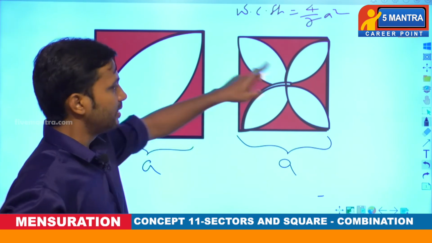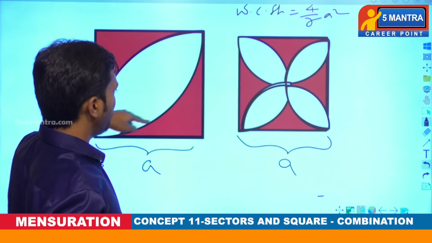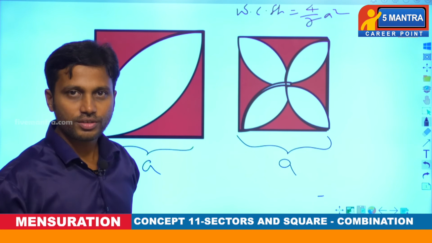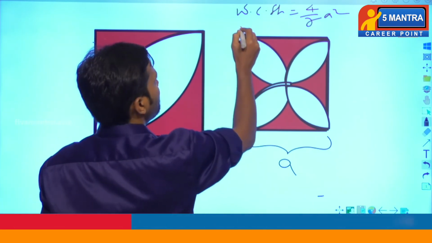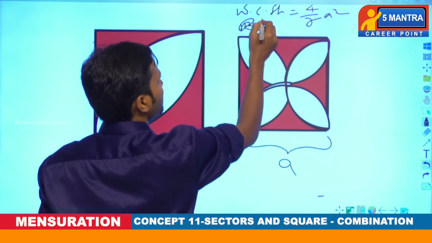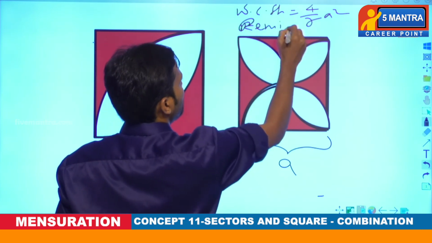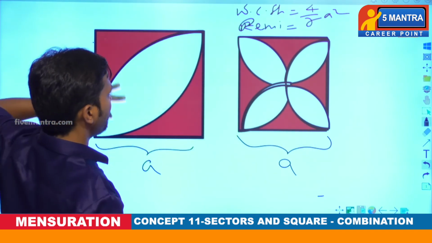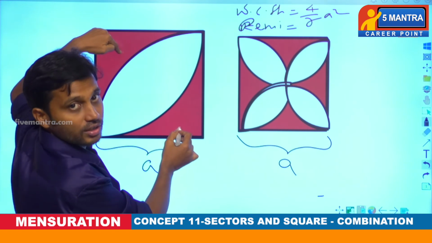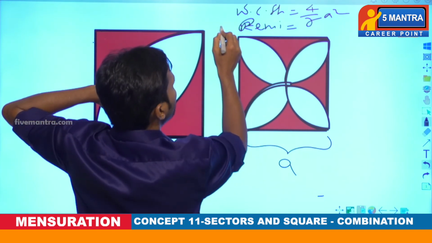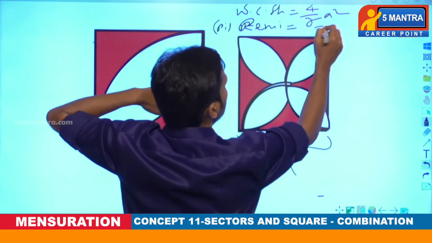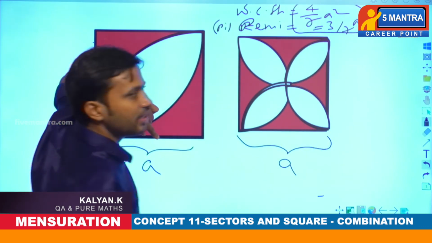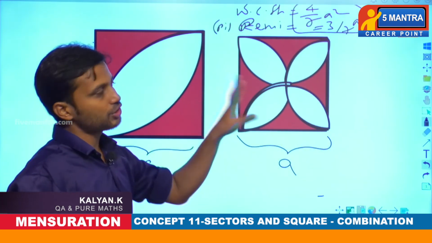This pink colored shade: if you subtract this leaf from this entire square, then we get the pink color shade. So the remaining region would be how much? A square minus 4 by 7 A square. A square is the entire square area, 4 by 7 A square is this area, then the pink color region is the remaining region. Here in this case, the pink would be how much? 3 by 7 A square. So this is a powerful shortcut to solve any of the problems based on these two cases.